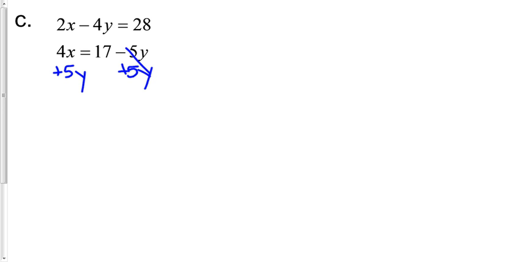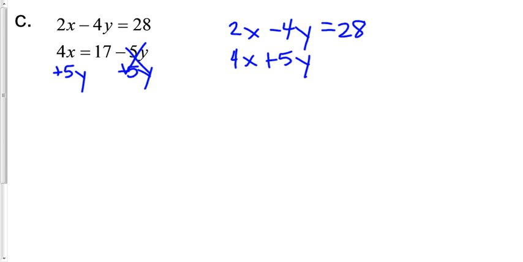And I always rewrite my system, rewrite both equations so that I can just start fresh and have everything lined up. So 2x minus 4y equals 28 is the top equation. And now the bottom equation is 4x plus 5y equals 17. Now I'm good to go. I've got the x's in one column, the y's in the other.